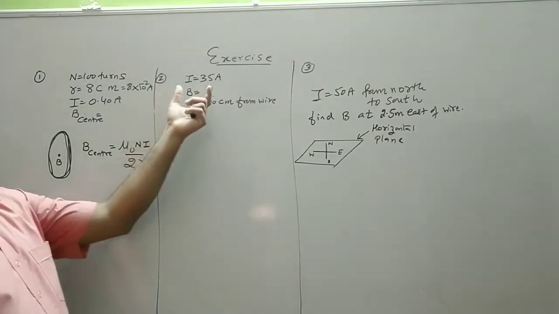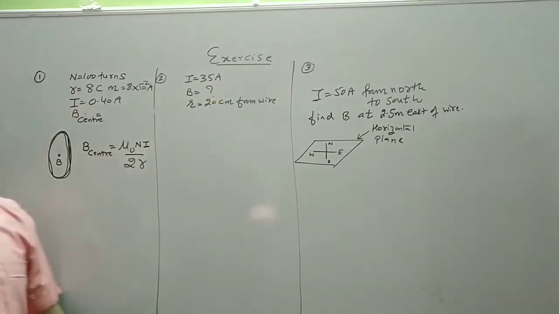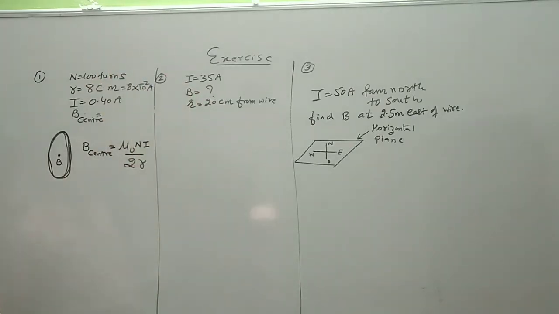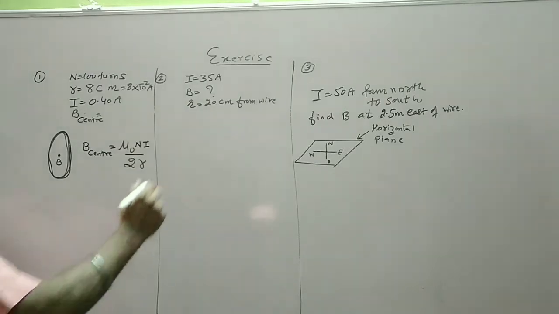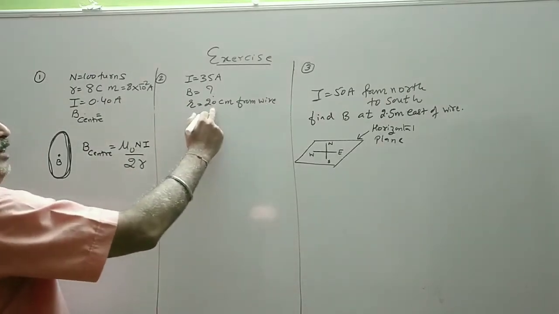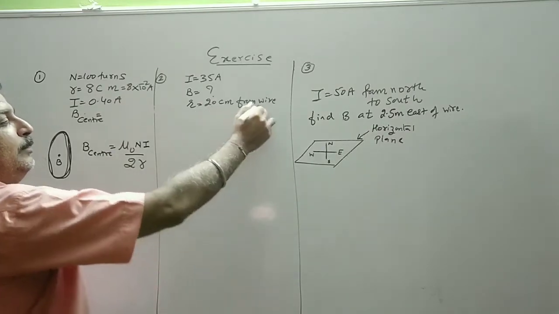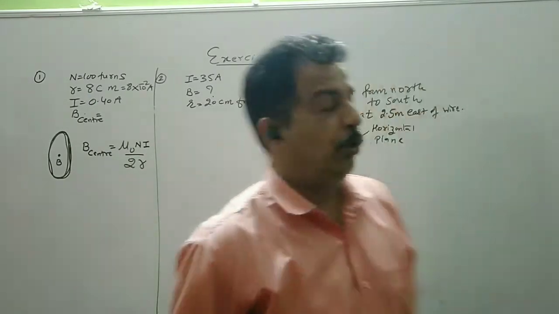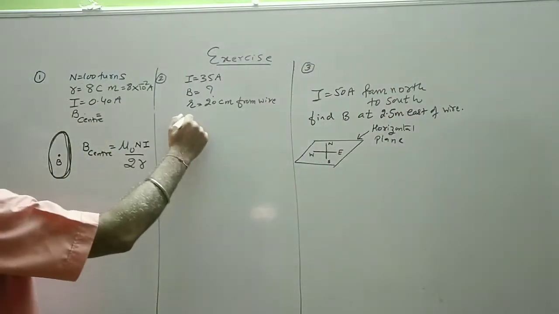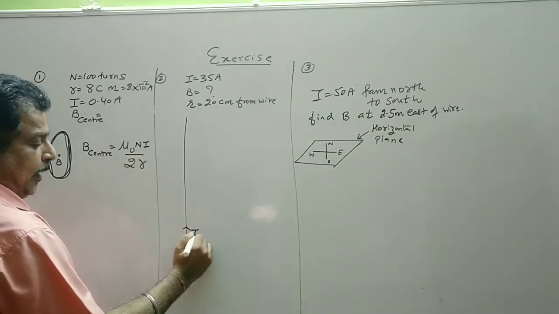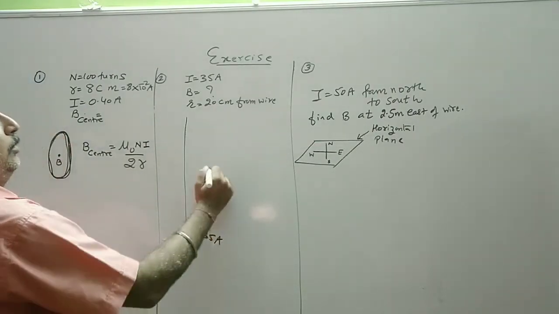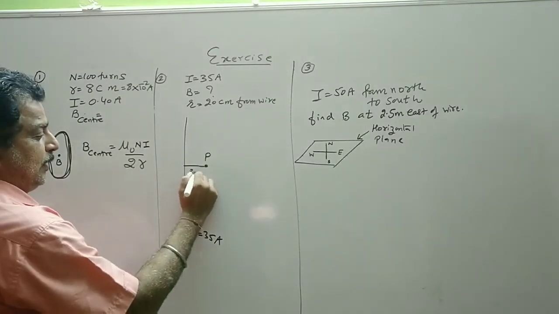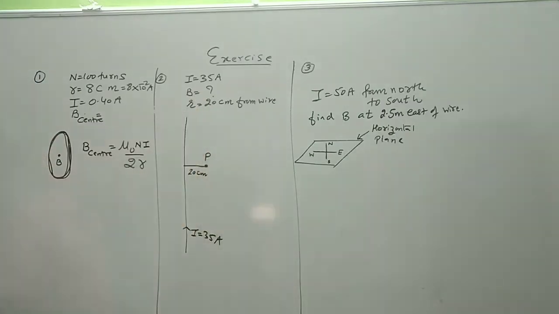Now let us come to the second question. Again, a long wire. Here if it says a long wire, it is an infinitely long wire. You have to find out the magnetic field intensity at 20 centimeter from the wire. So clearly we have derived this formula with the help of Ampere's law. So this is a long wire, that is I is equal to 35 ampere. We have to find out the magnetic field intensity at point P, which is 20 centimeter. You have to find out only the magnitude.